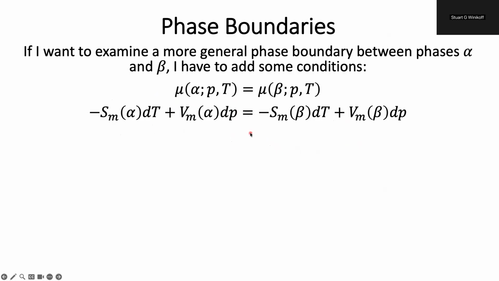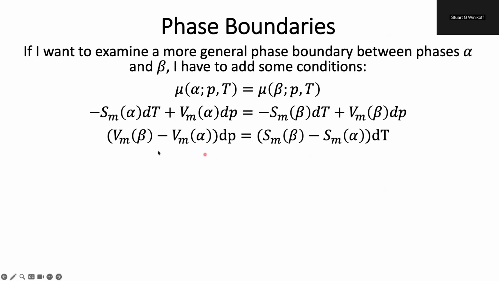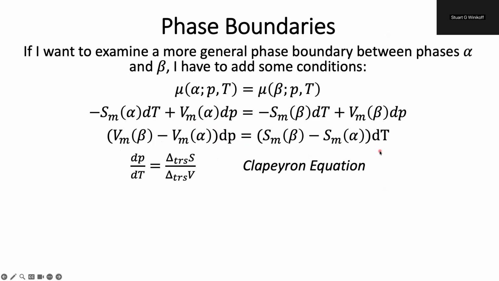So one of the first things I'm going to want to do is go ahead and move all of the temperature terms to one side and all the pressure to the other. So we're going to move the temperature, which is going to become my independent variable, to the right, and my pressure is going to move to the left. Now, when I do this, we can pull the dP terms out and the dT, and what we have is going to be the change in the molar volume times dP equals the change in the molar entropy times dT.